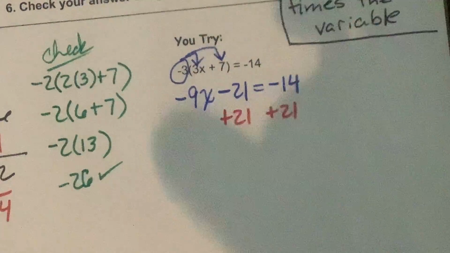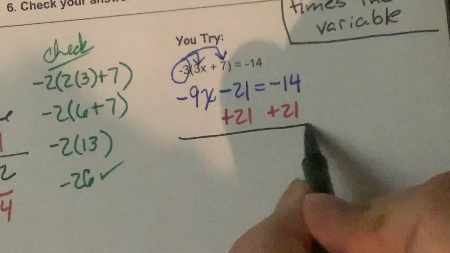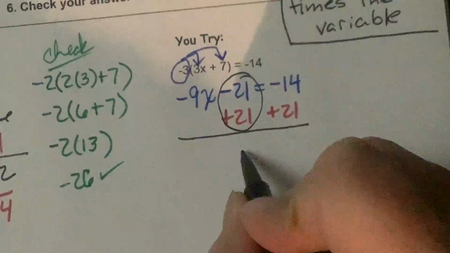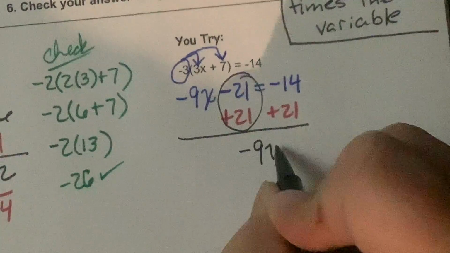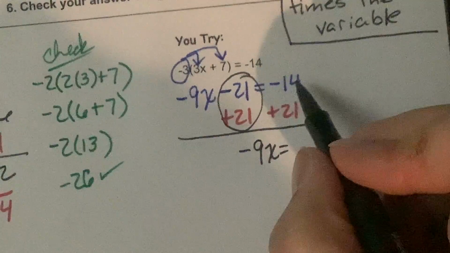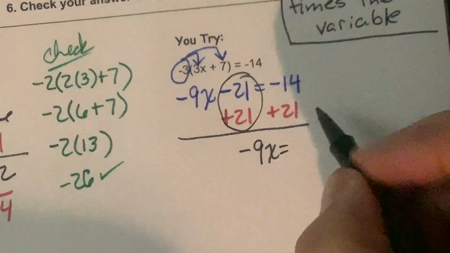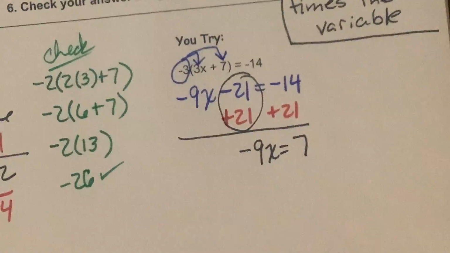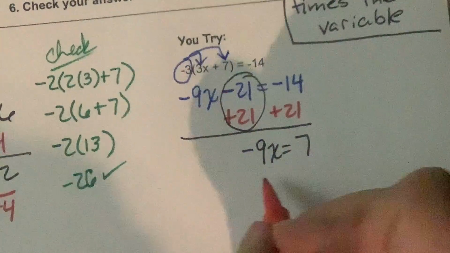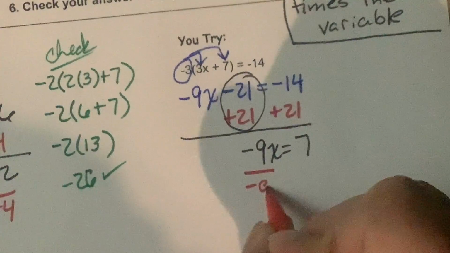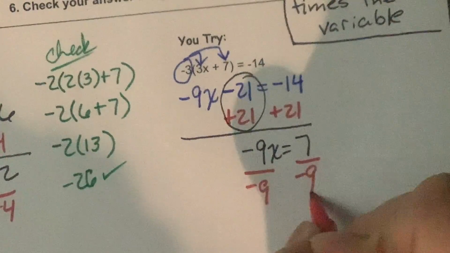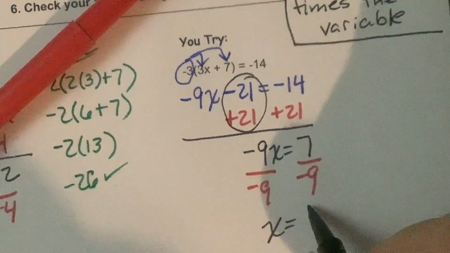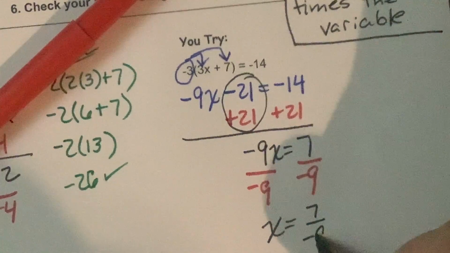Okay. -9x minus 21 plus 21, that's 0. Negative 9x equals negative 14 plus 21, which is positive 7. Okay. Now to get rid of that negative 9, I'm going to divide both sides by negative 9. And I get x equals 7 divided by negative 9.